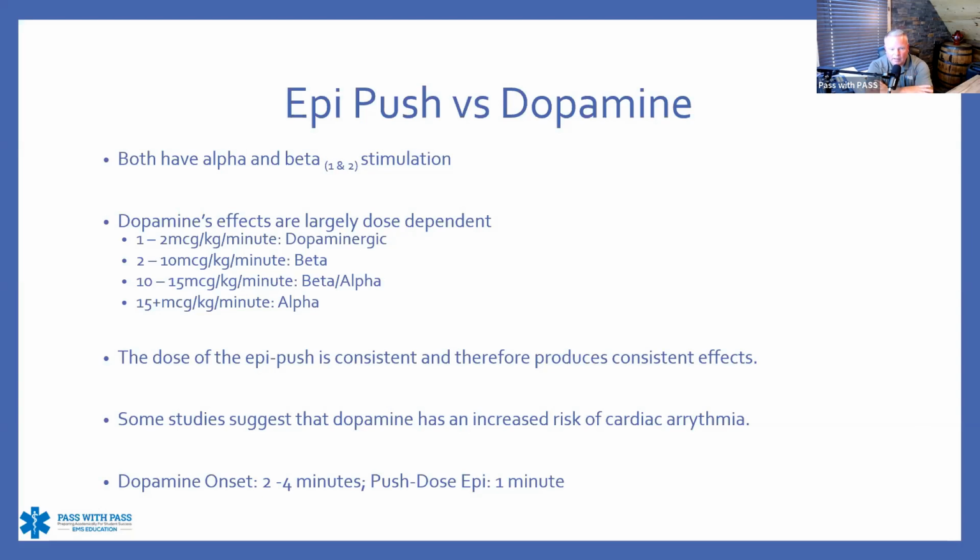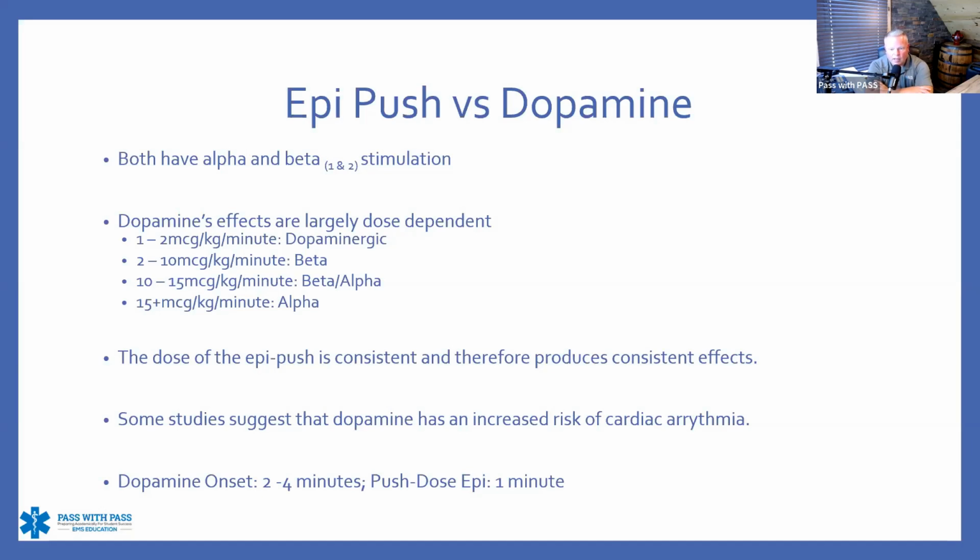And then when we talk about the beta effects, we know that we have one heart. So beta 1 deals with your one heart, and then beta 2 is your two lungs, and that is where we get the bronchodilation. With dopamine, the effects are largely based on how much dopamine is actually going to be administered to the patient.